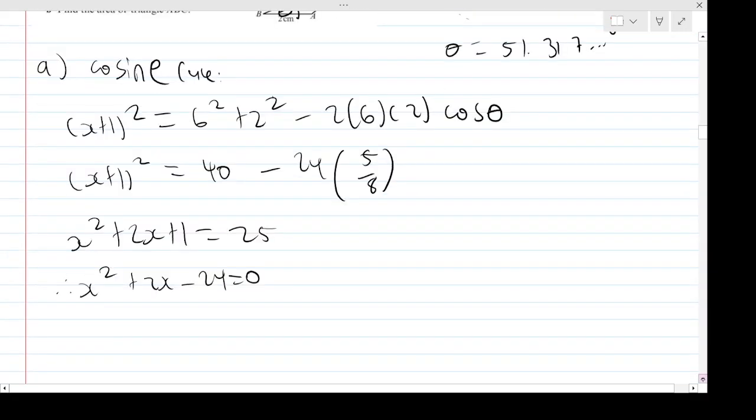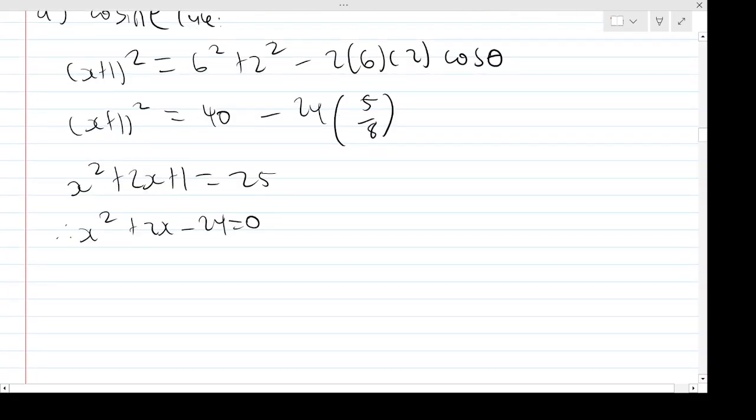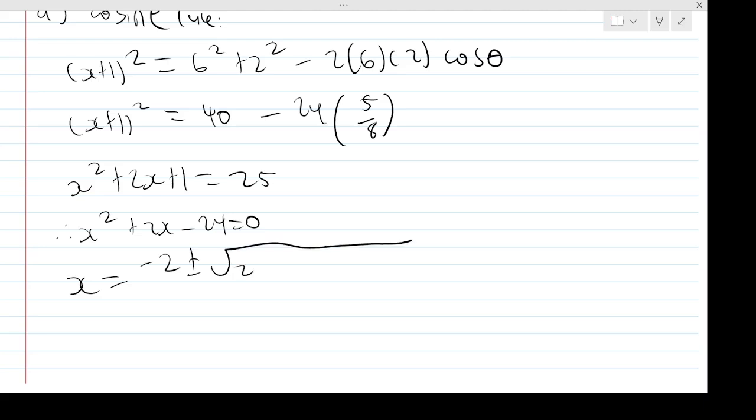And then I could solve it by the formula. I could maybe swap some factors to factorise, but I'm a bit lazy for that. So then x is going to be minus 2 plus or minus the square root of 2 squared minus 4 lots of 1 times minus 24, over 2 lots of 1. And there we are. Put that in the calculator.